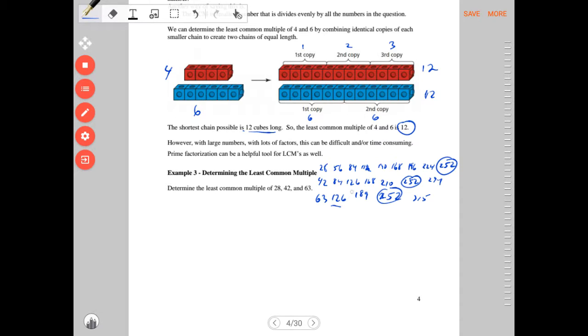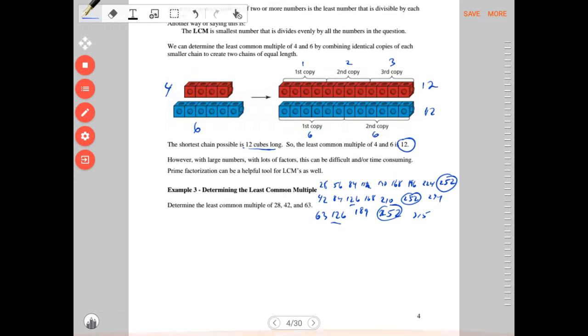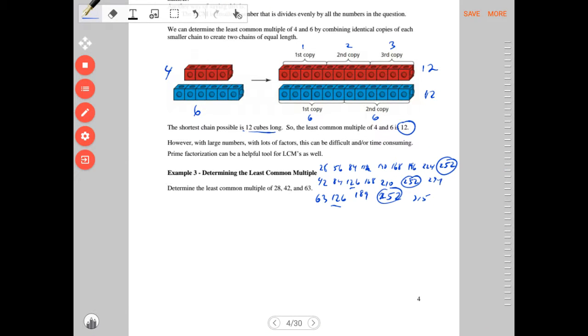Look, guys, 252 is the first number that occurs in all 3 lists. 126 occurred in the bottom 2 lists, but it didn't occur in the top one, so that one doesn't work. 252 is the first one that appears in all three. So you can do it that way. That's not that big a deal, but it's just a little bit of a pain.